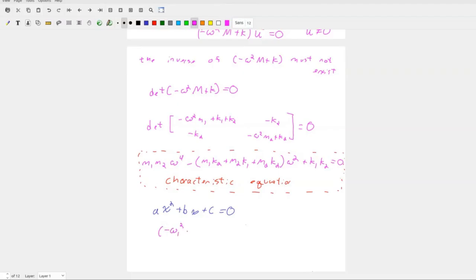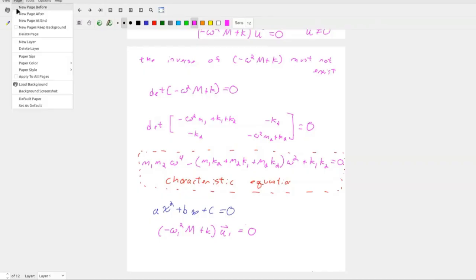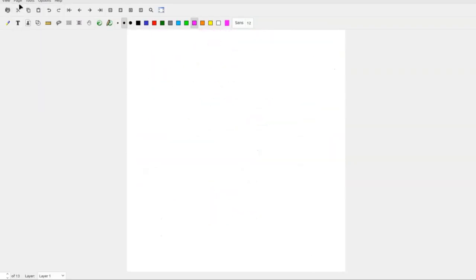Negative omega 1 squared m plus k, u vector 1 is equal to 0. And now u vector 1 is our first mode shape.